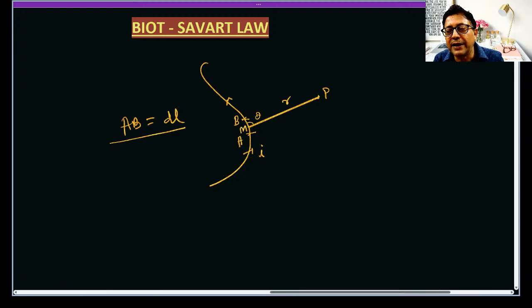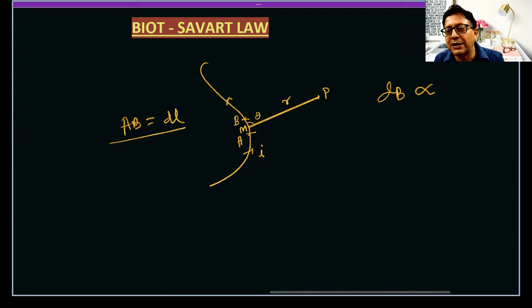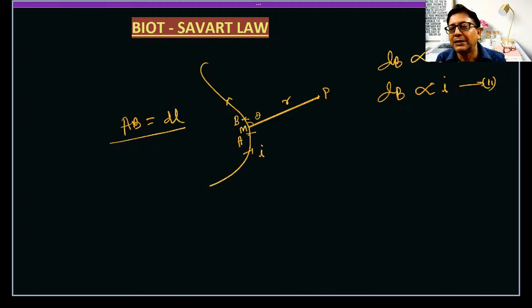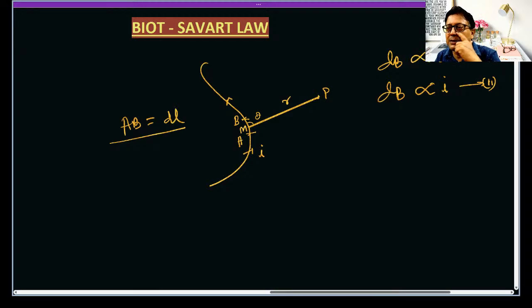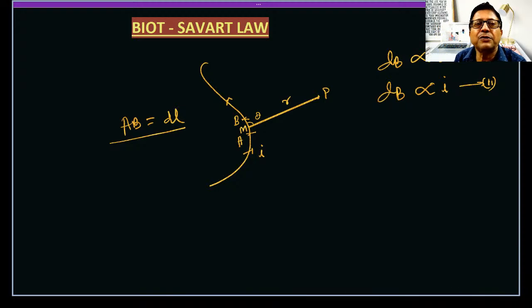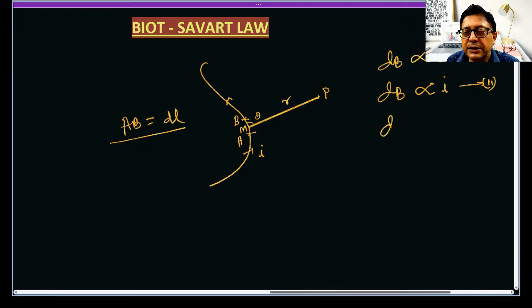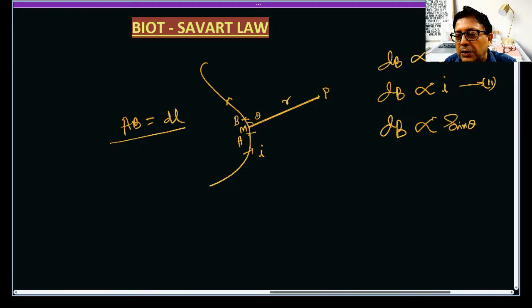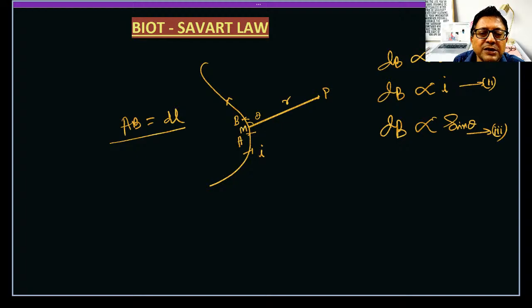The strength of the magnetic field at this point is directly proportional to the current passing through the current element. This is number 1. Number 2, dB is proportional to dl. Greater the length of the current element, greater is the magnetic field strength. Its value depends on the strength of current. This dB is directly proportional to the sine of the angle between two directions. Which two directions? The direction of the current element and the radius vector.